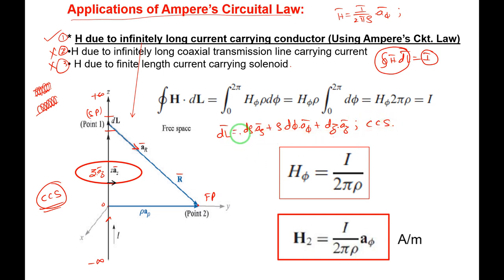Let me verify the scale factors: 1, rho, 1, d rho into a rho, d phi into a phi, dz into az. What about the H vector? Let me write the H vector also here. H vector is equal to h rho into a rho plus h phi into a phi plus hz into az, the components of magnetic field intensity along rho direction, phi direction and z direction. So we have written the H vector and the dl vector. This is the H vector and this is the dl vector.